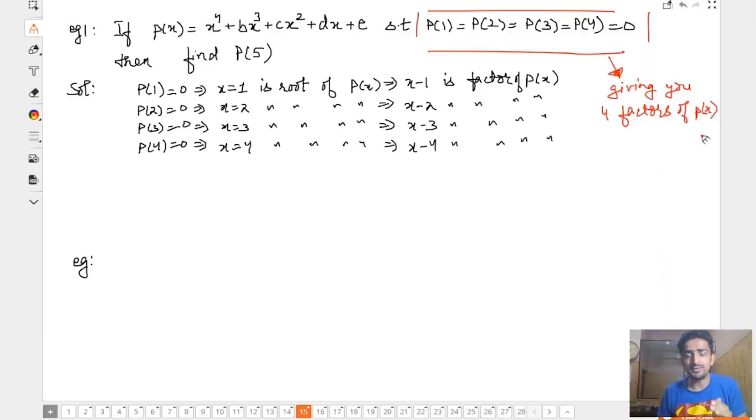Simple statement, beta. If x equal to a is a root, then x minus a is a factor. 1 is a root, so x minus 1 is a factor. 2 is a root, so x minus 2 is a factor. 3 is a root, 4 is a root, so x minus 3, x minus 4 are factors. Now if they are factors, then this P(x), let me just write P(x) only.